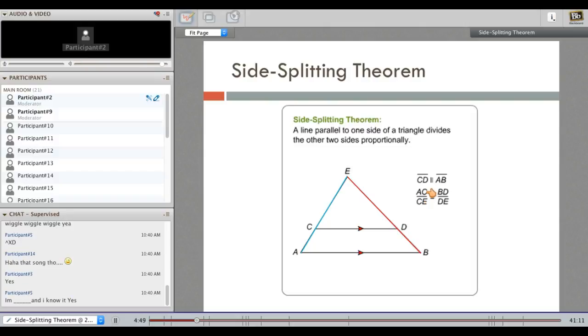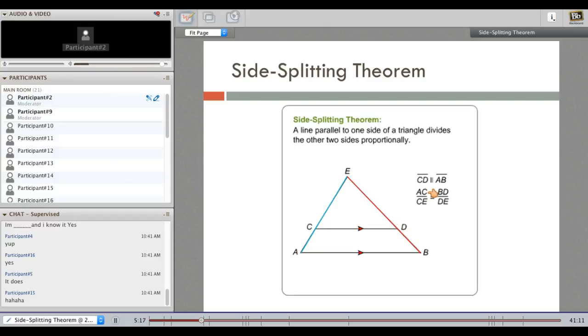So I want to make sure that this page makes sense to you, because we're going to apply it here in a second. So AC is the side of the larger triangle, and CE is the side of the smaller triangle. Okay, same thing's going on over here with the red side. We have BD, which is the extra little piece from the larger triangle, and DE is the smaller triangle.